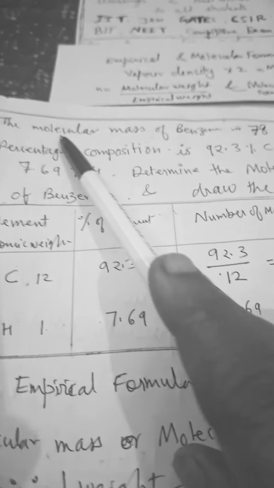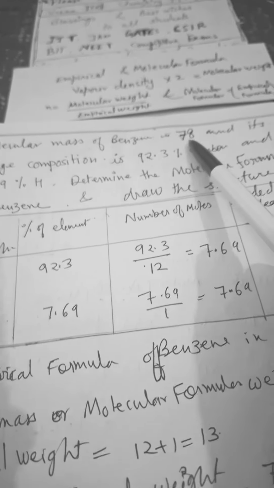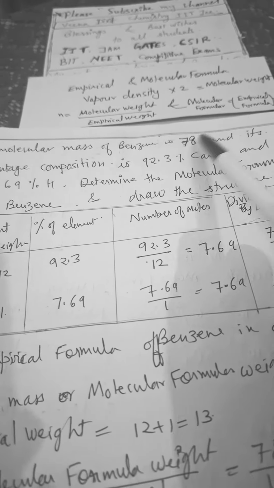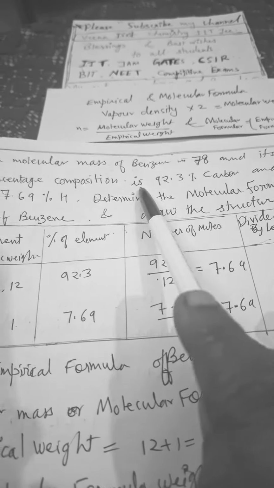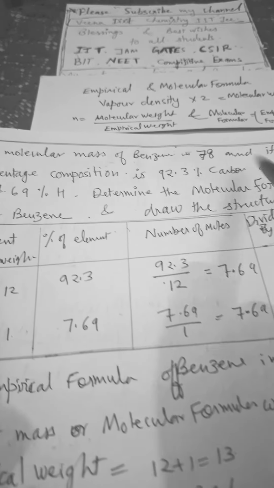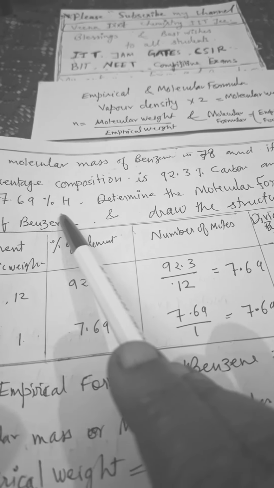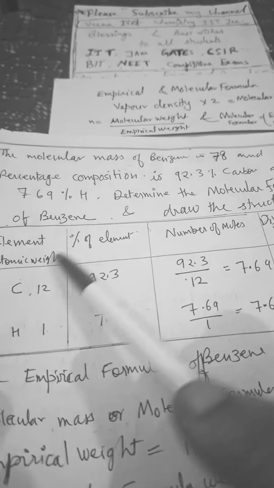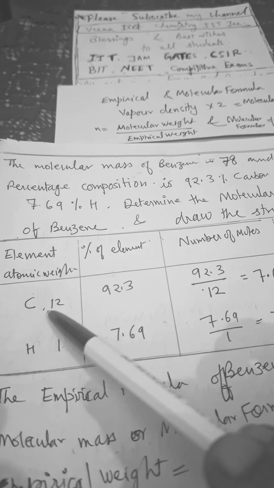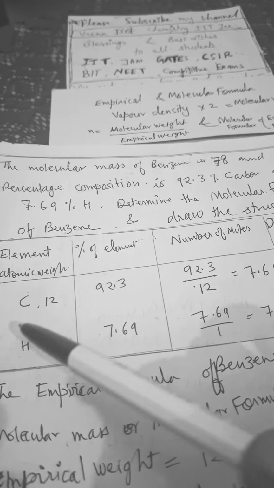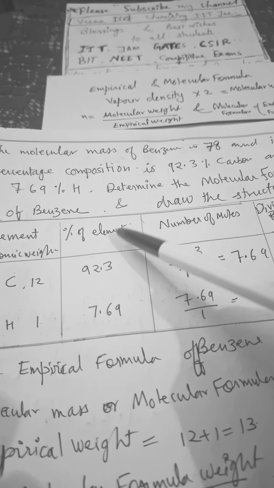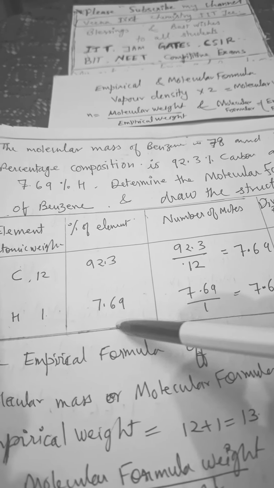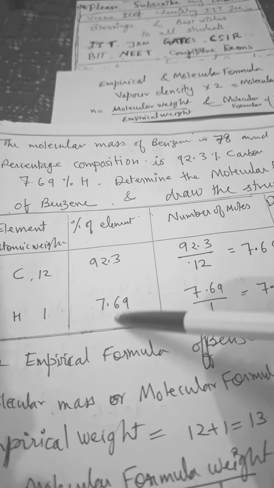Now, the molecular mass of benzene is given as 78 units; they have not written grams per mole. Its percentage composition is 92.3% carbon and 7.69% hydrogen. We have to find out the molecular formula and structure. So we write the carbon element and atomic weight, the hydrogen element symbol and atomic weight, and the percentages of the elements, 92.3 and 7.69.